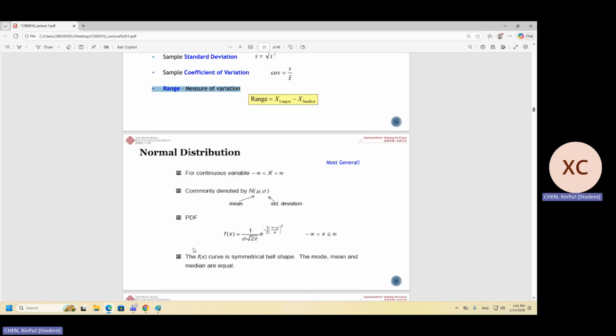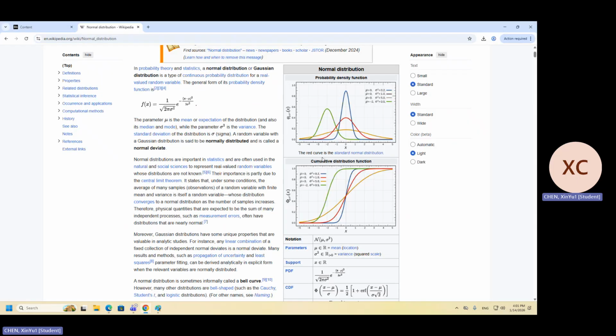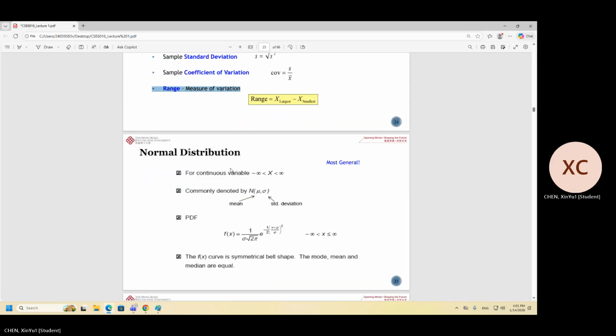Okay, so let's talk about them one by one. The first example is the normal distribution. The normal distribution is quite common. So x goes from minus infinity to plus infinity. And it is commonly denoted N, the normal, with the mean and the standard deviation. And the PDF is something like that. This PDF function is also very common in mathematics.